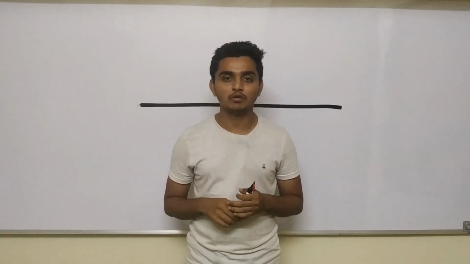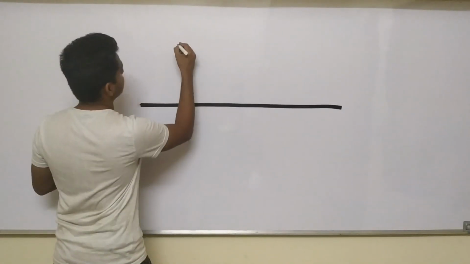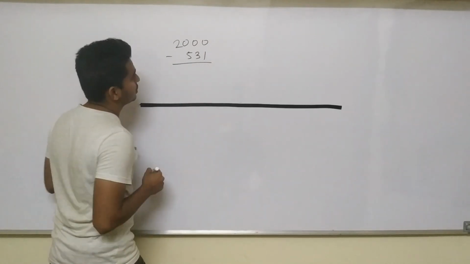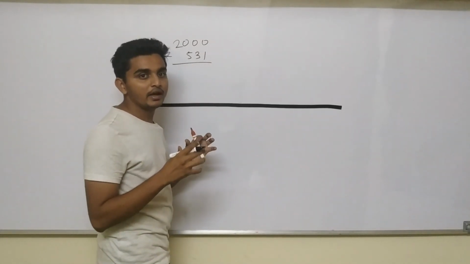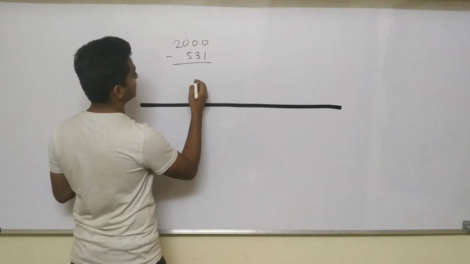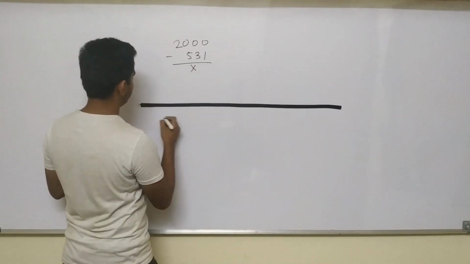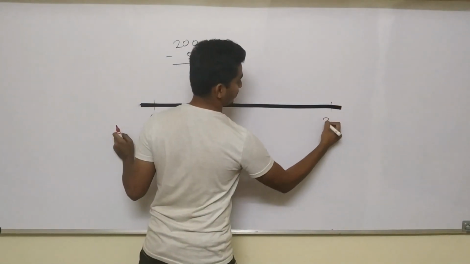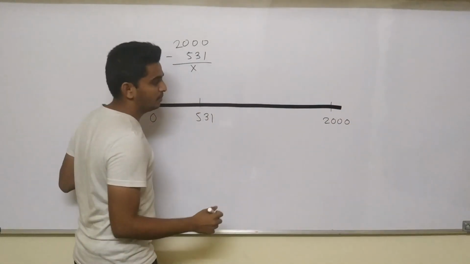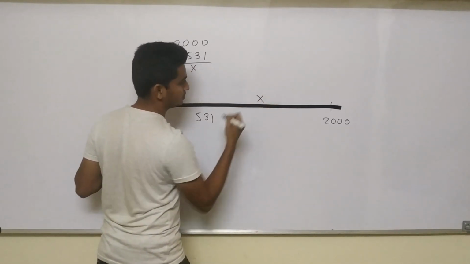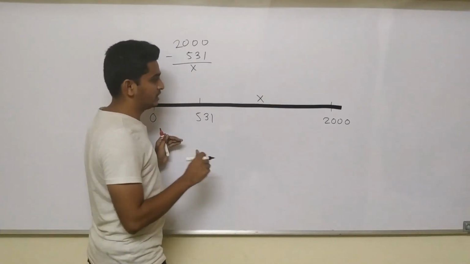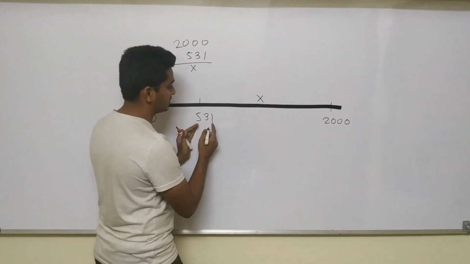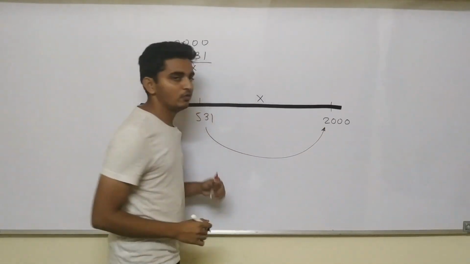So we'll get back to the problem of 2000 minus 531. I wanted to look at a number line and see how to add these numbers. Can we call this number x? On a number line, if there is 531 and somewhere here is 2000, what we want to know is this value. Instead of doing this minus this, if you can figure out how much to add to this number to go from here to here, it will be very easy.